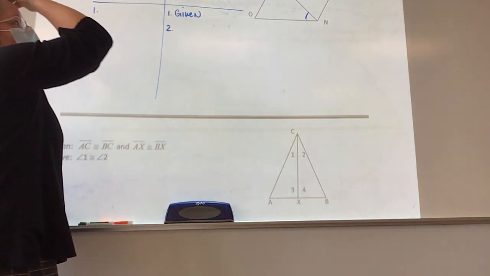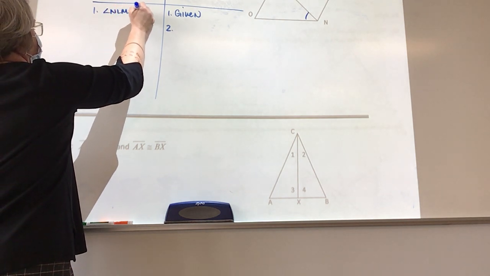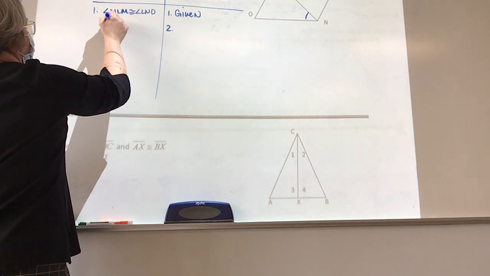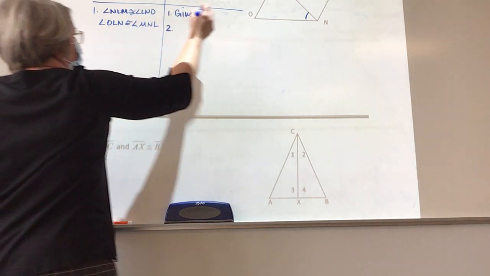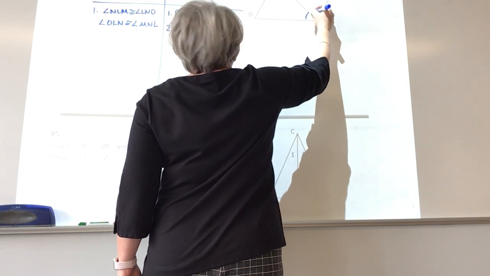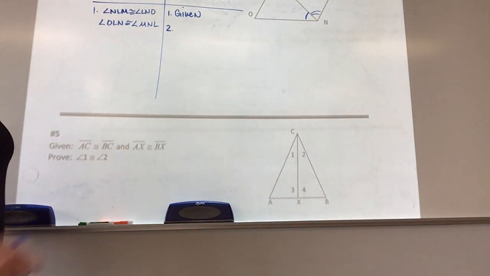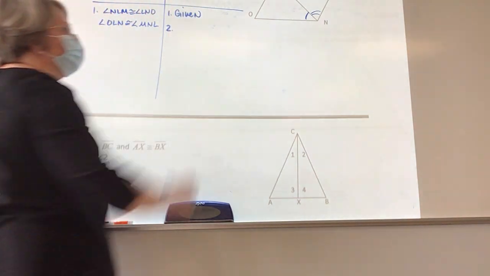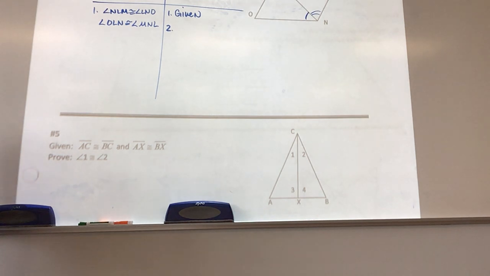Excellent. The second given says angle OLN is congruent to MNL. Would be OLN, MNL. If you have trouble with that, let me know. Does anybody have trouble with the 3 letters? You gotta follow the path. And your vertex is the most important.